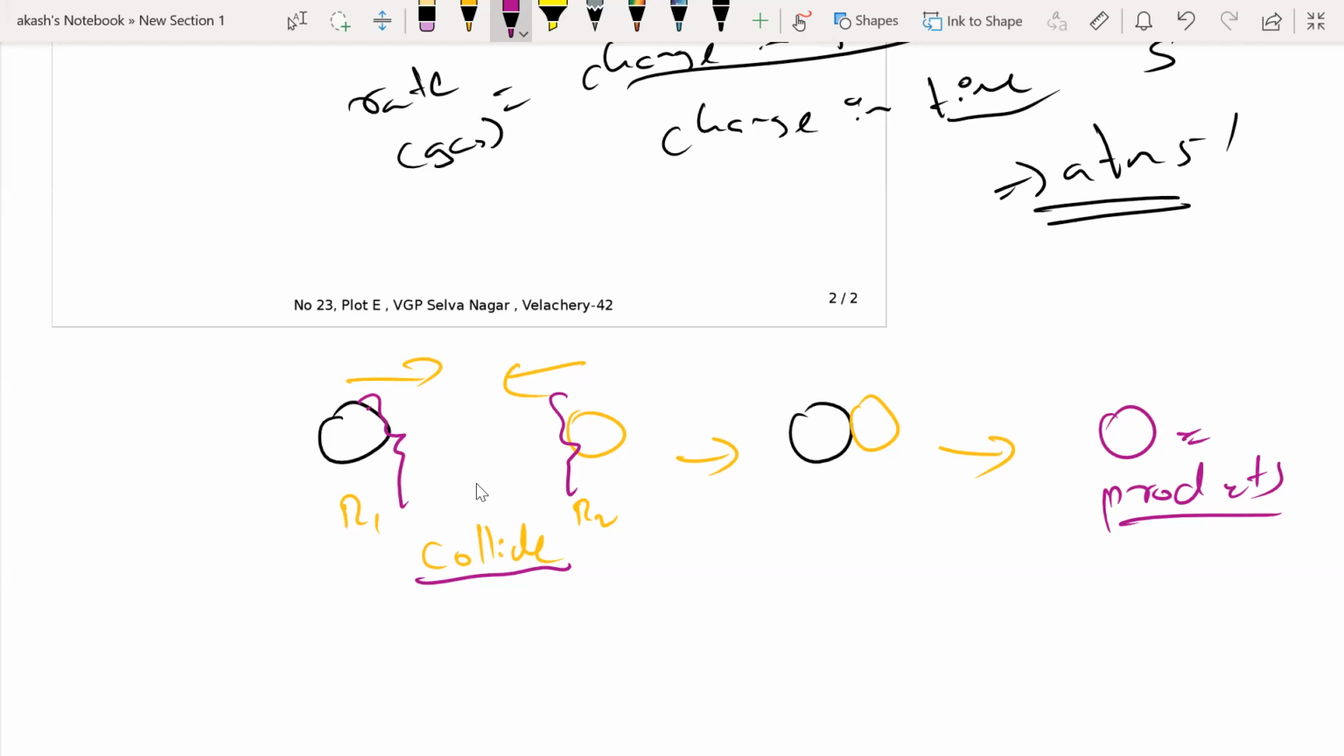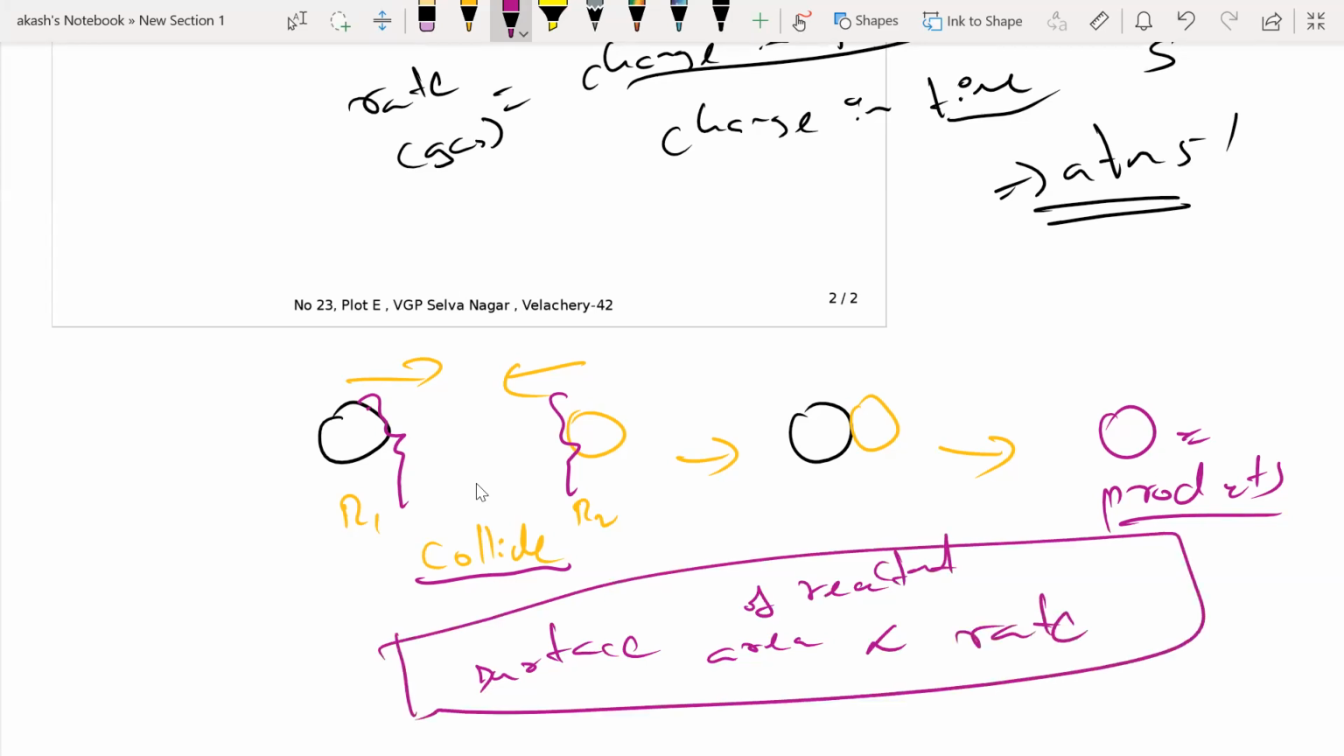Okay, so all that we need to understand is that the surface area of the reactant and the rate are directly proportional. If the surface area of the reactant increases, the rate of the reaction also increases. It is all because better and more effective collisions will happen if I have higher surface area for the reactant, and better product formation, faster rate, everything will happen.